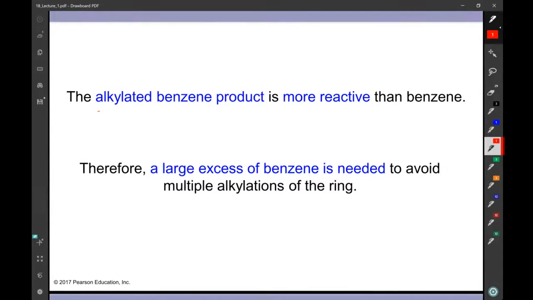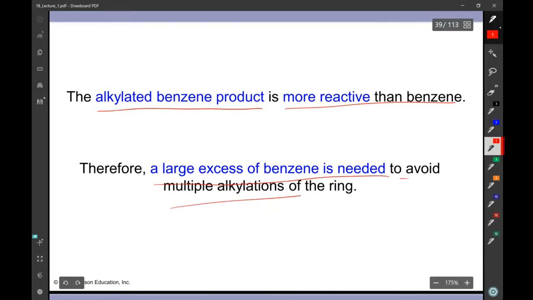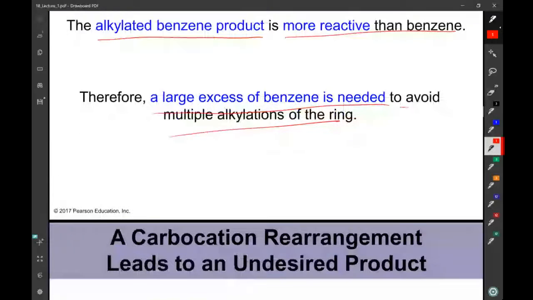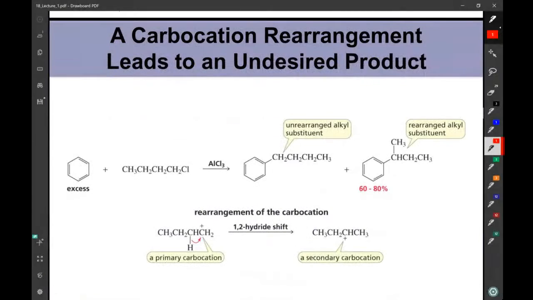Now, the alkylated benzene product is more reactive than benzene itself, so you need to be careful. Therefore, a large excess of benzene is needed to avoid multiple reactions. This is usually good when you're doing stuff in the lab. These are the things that you need to know in the lab. Large excess, just like what Andre said in the beginning. You remember the answer that Andre told us earlier on.